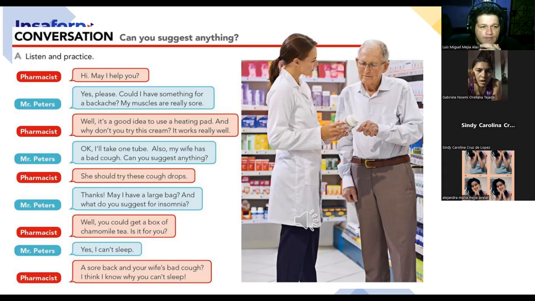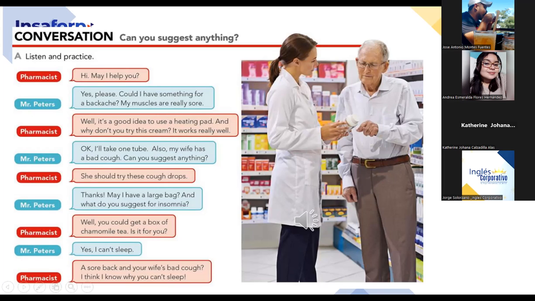Hi, may I help you? Yes, please. Could I have something for a backache? My muscles are really sore. Well, it's a good idea to use a heating pad. And why don't you try this cream? It works really well. Okay, I'll take one tube. Also, my wife has a bad cough. Can you suggest anything? She should try these cough drops. Thanks. May I have a large bag? And what do you suggest for insomnia? Well, you could get a box of chamomile tea. Is it for you? Yes, I can't sleep. A sore back and your wife's bad cough? I think I know why you can't sleep.